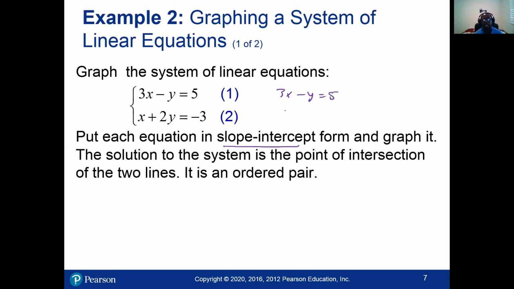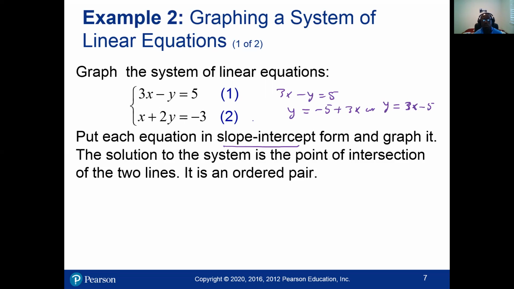From this, if you solve for y, if you take the 3x to the other side, you're going to have minus y equals minus 3x plus 5, or simply y is equal to 3x minus 5, where you have the slope, and then the y-intercept.